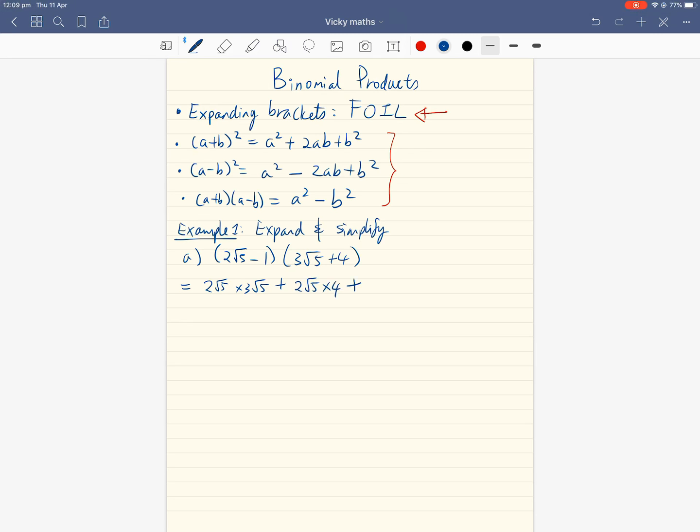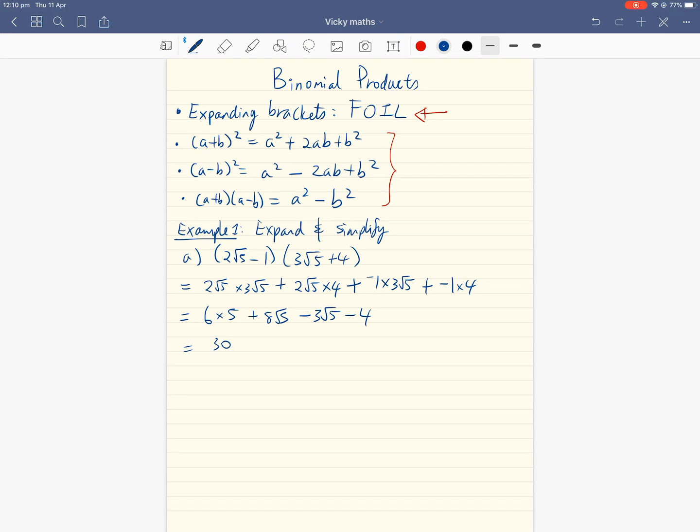And then we need to do the inner one. So then it's negative 1 lots of 3 root 5. And then we need to do the last terms, which is negative 1 times 4. Now let's simplify. So 2 times 3 in the coefficients gives us a 6. Root 5 times root 5 gives me a 5. And then 2 root 5 times 4 gives me an 8 root 5. Negative 3 root 5 and a negative 4.